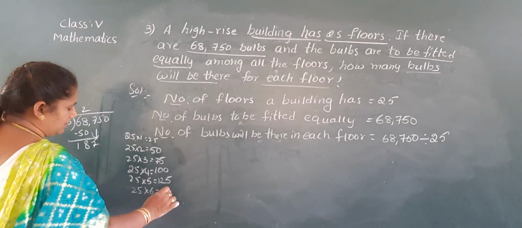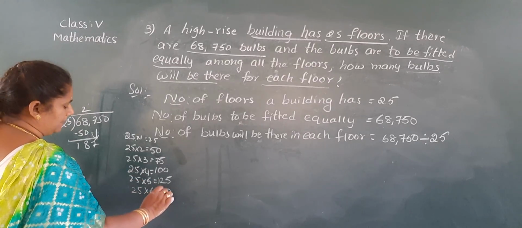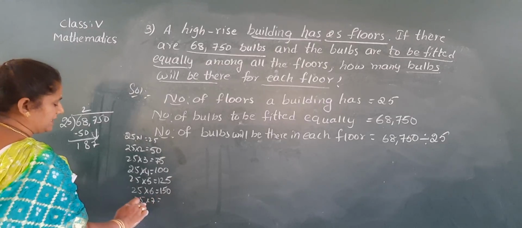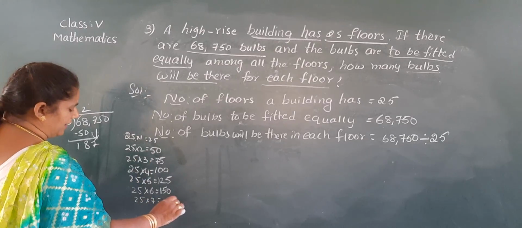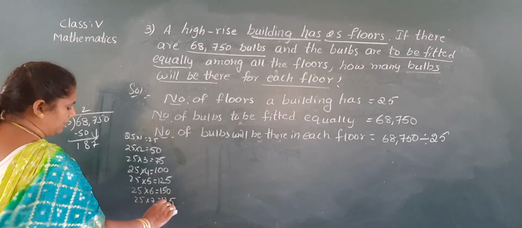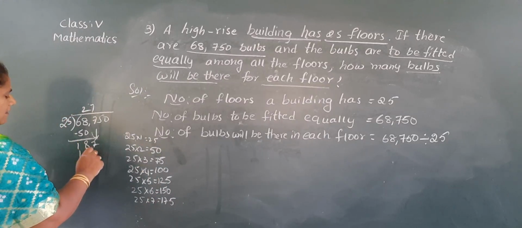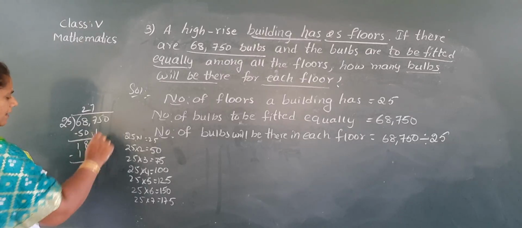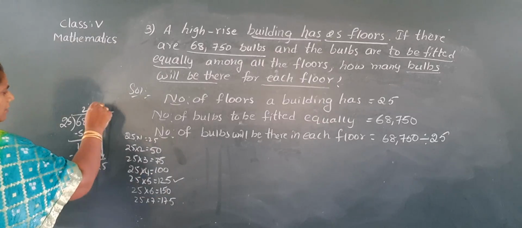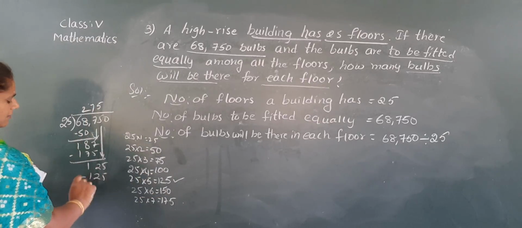125. 25 into 6. 6 fives are 30, 3 in hand. 6 twos are 12 plus 3, 15. 25 into 7. 7 fives are 35, 3 in hand, 5 is down. 7 twos are 14, 15, 16, 17. 175 is the nearest number. Okay, 2, 1. And take down 5. 25 already given. 25 fives are 125.